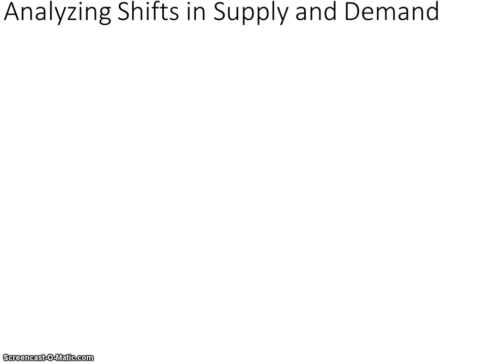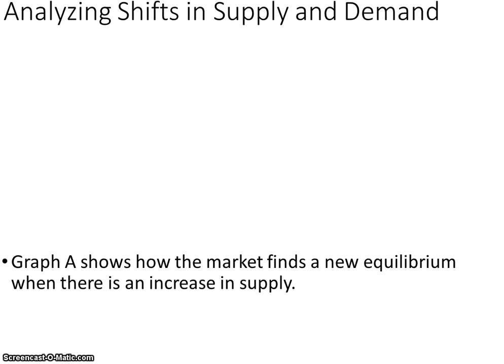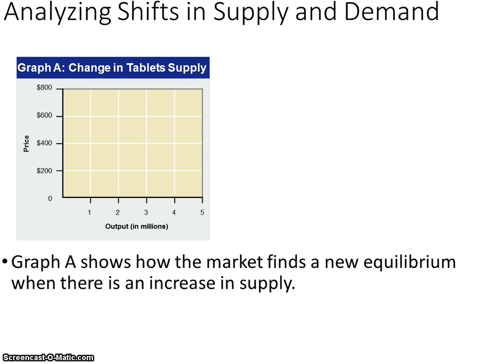We're going to analyze shifts in supply and demand, and I have two graphs that I'm going to show you as examples. The first graph, graph A, is going to show you how a market finds a new equilibrium when there is an increase in supply. Now for this example, I use tablets. This is something that we've all seen, and if you really think back in the last year, you have personally seen this too.